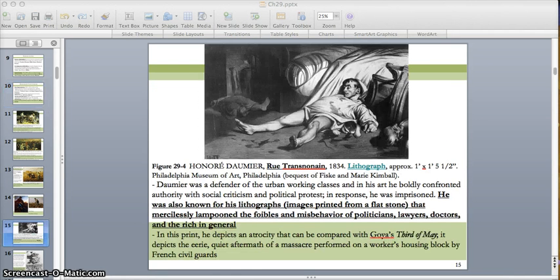So I was looking at your test, and there are at least one or two questions about Daumier. Think about what type of art he is making and what the purpose of his artwork is. He's not only an artist, but he's also a journalist as well. So think about how his art is sometimes used as propaganda. And remember what's going on in this scene. What has he depicted in this lithograph? And note that there's also satirical elements to his work.